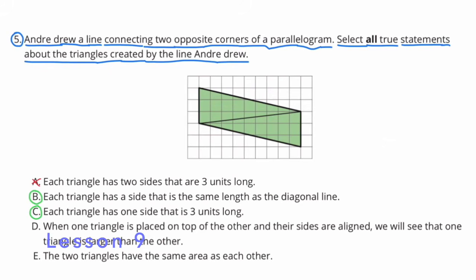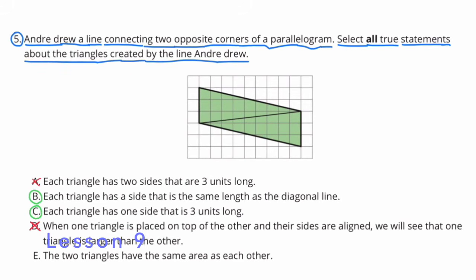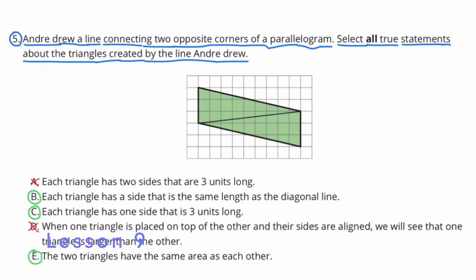D. When one triangle is placed on top of the other and their sides are aligned, we will see that one triangle is larger than the other. That's not true. Both the triangles would have the same area and be the same size. E. The 2 triangles have the same area as each other. That's true.